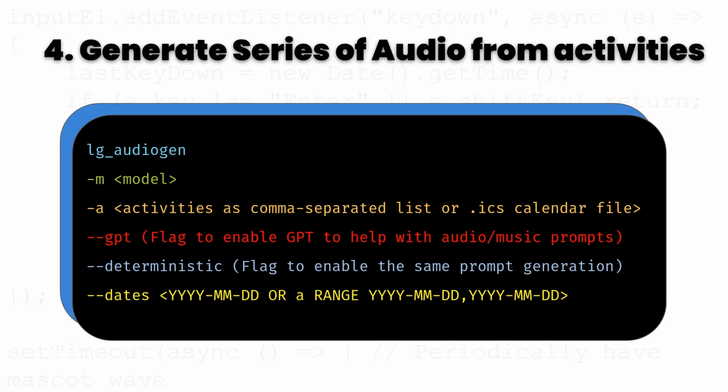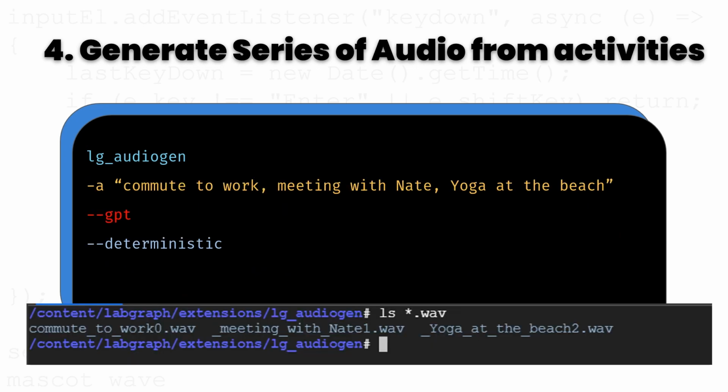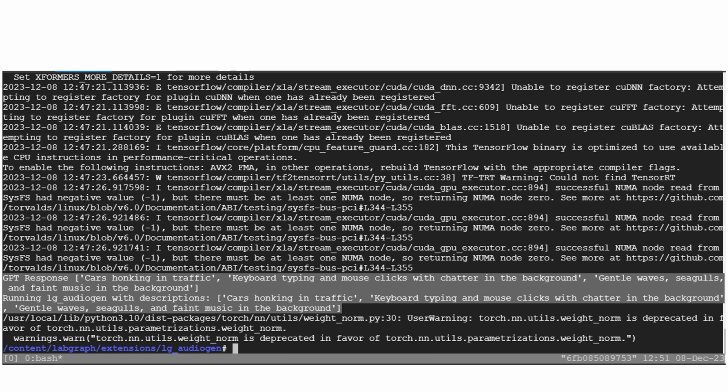So I just ran this command in the terminal by specifying the -a option, which stands for activities, and I passed a comma-separated list of my daily activities, and I set the GPT flag in order to enhance my prompts, and then the deterministic flag to always give me the same prompts. This gave us the audio for commuting to work, having a meeting, and doing yoga at the beach.